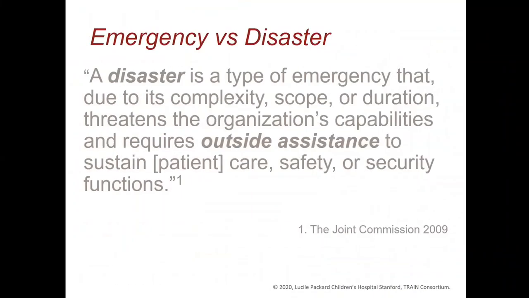Good. So I just wanted to make sure everybody is clear that we're talking about a disaster, which the Joint Commission describes as the kind of emergency that, due to its complexity, scope, and duration, requires outside assistance. And that's really important to understand that concept. We're not discussing what to do in a minor problem. We're talking about what to do in a true disaster.